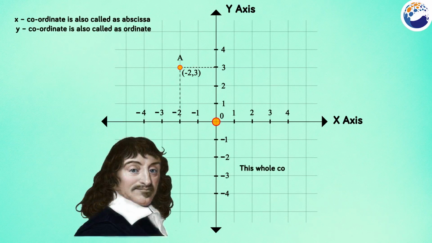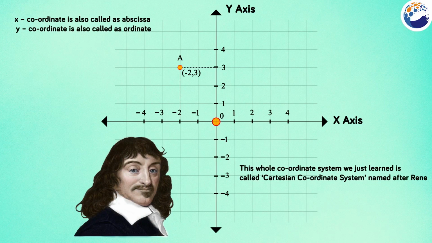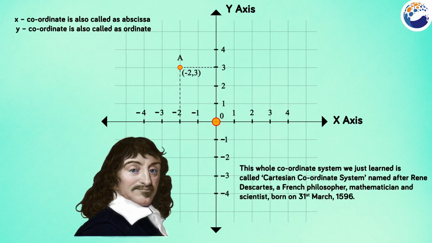This whole coordinate system we just learned is called the Cartesian coordinate system, named after René Descartes, a French philosopher, mathematician and scientist born on 31st March 1596. These concepts of the coordinate system in geometry are called coordinate geometry.